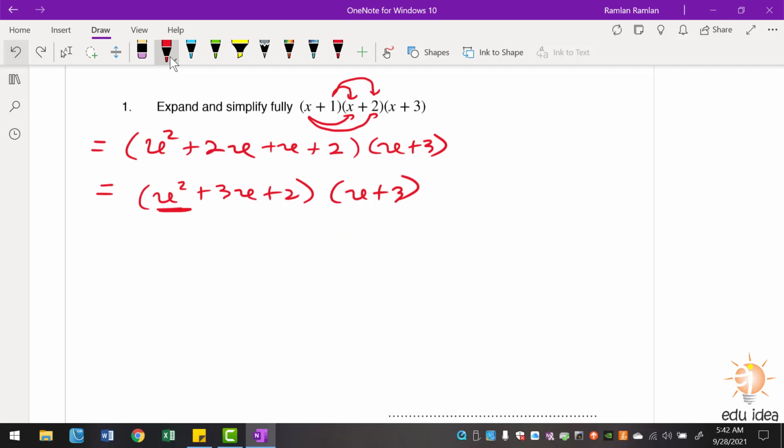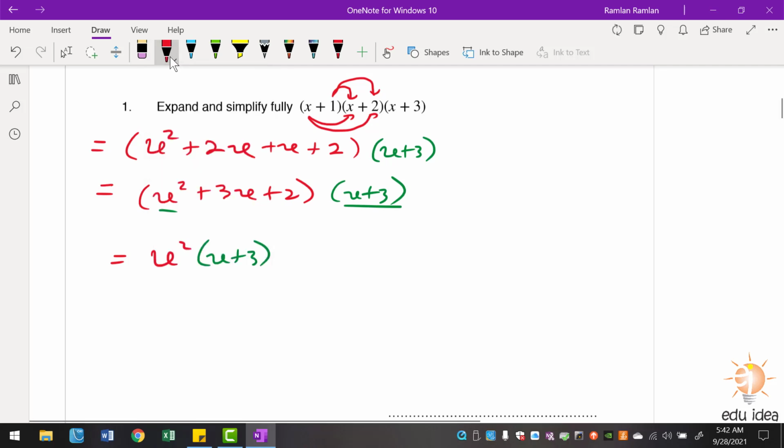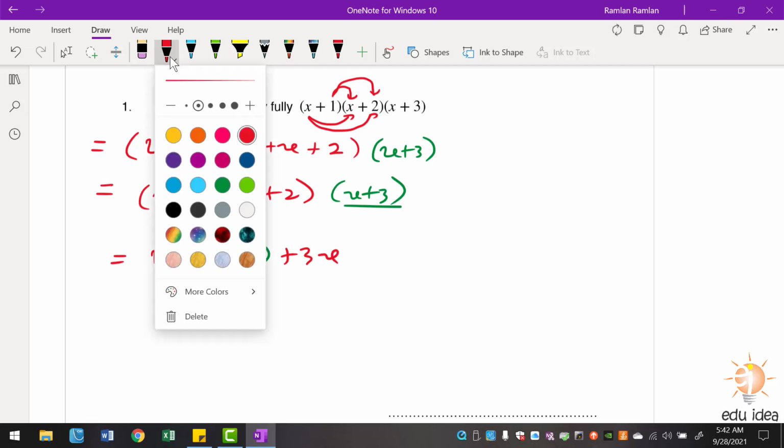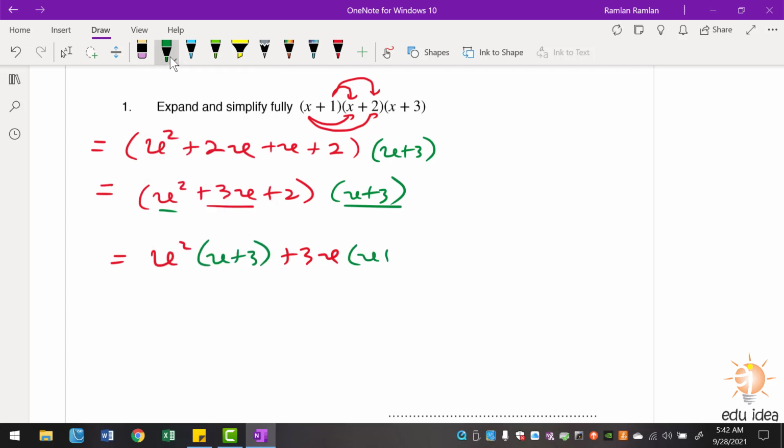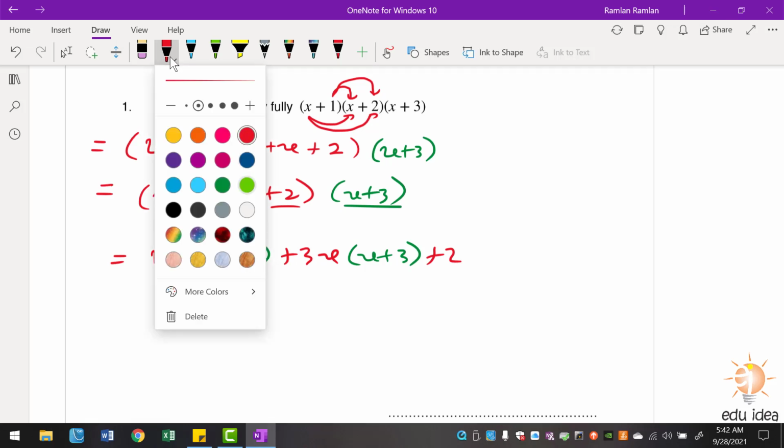If I write it down like this, you can get x squared, and you multiply it with x plus 3. Okay, maybe I'm gonna use another color this time. Okay, so multiply this with all of them, so we get x squared times x plus 3, and then multiply the plus 3x with all of x plus 3, right? And then again multiply the plus 2, from here, with x plus 3.